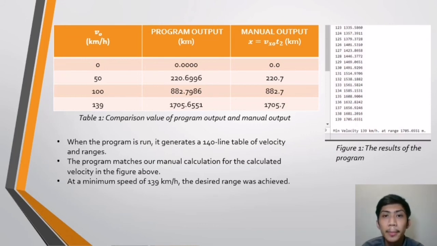Next, when the program is executed, a 140-line table of velocity and ranges is generated. For the computed velocity in the figure above, the software matches our manual calculation, and the target range was obtained at a minimum speed of 139 km per hour.